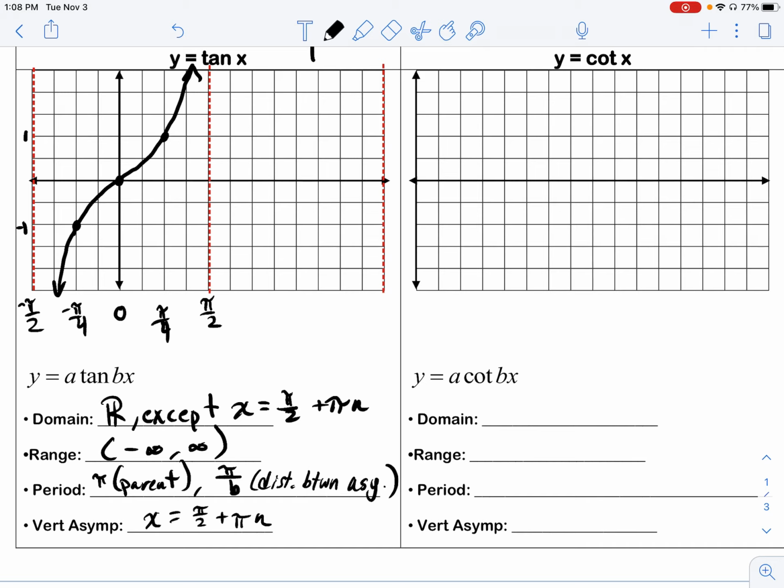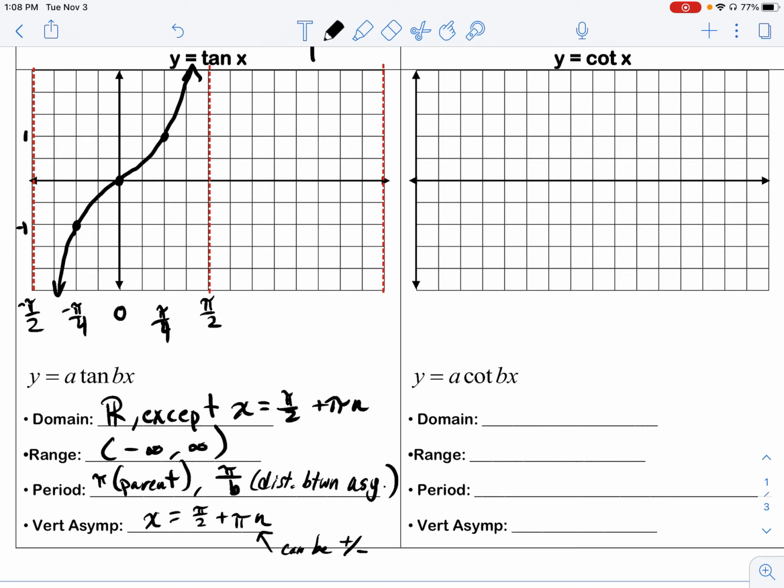Okay. And remember, n here is just telling you how many different periods apart we're talking about. So it can be both positive or negative. Okay. Let's graph another cycle, or another period, of pi, just so we make sure we understand.